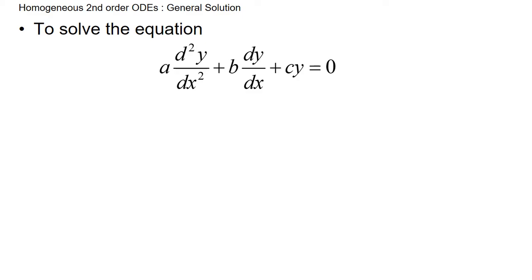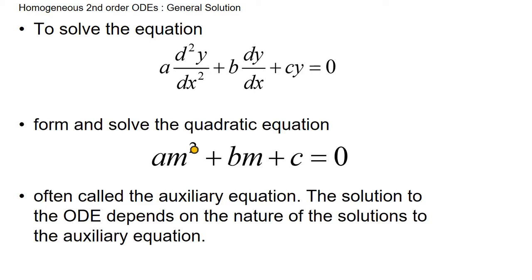And we start off by replacing this differential equation with an algebraic equation, a quadratic. A times m squared plus b times m plus c is equal to 0. So the coefficient of the second derivative becomes the coefficient of the second power. The coefficient of the first derivative becomes the coefficient of the first power. The coefficient of the function becomes the coefficient of the constant. We call this the auxiliary equation.